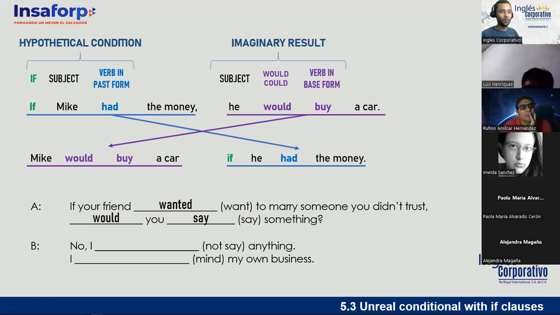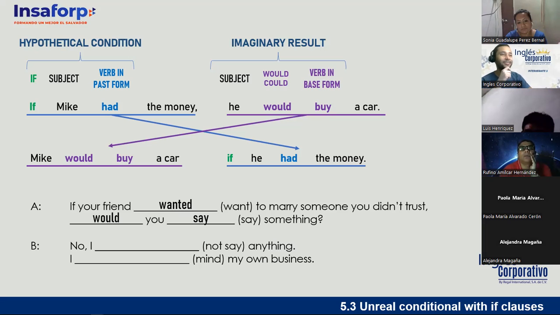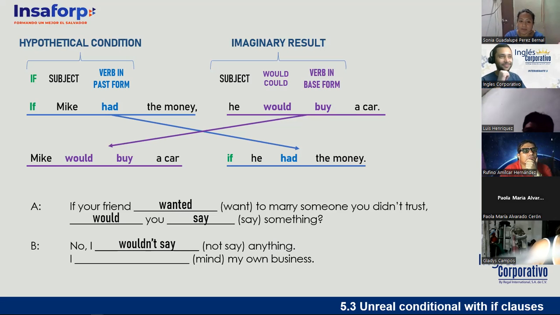Thank you, Paola. Now I need a volunteer for part B. Sonia. No, I will not say anything. I would mind my own business. Mind. Yeah, correct. Thank you, Sonia. I wouldn't say anything. I would mind my own business.